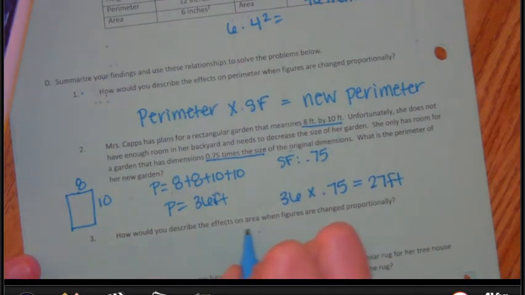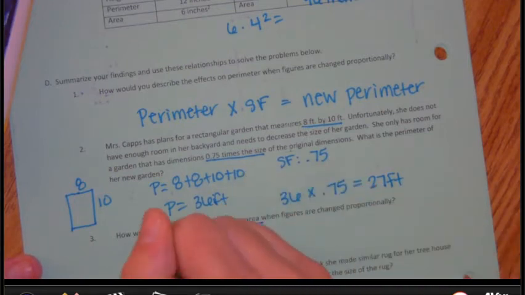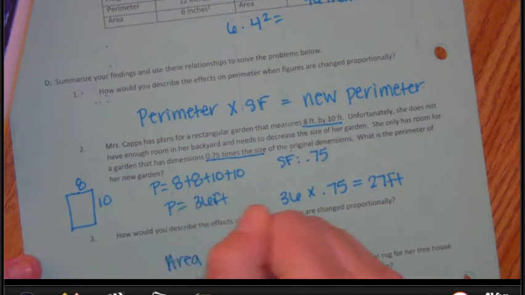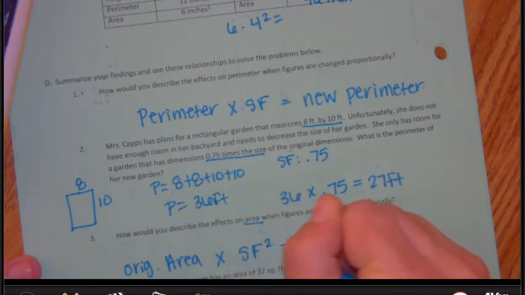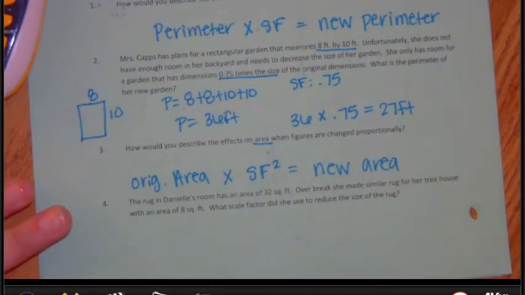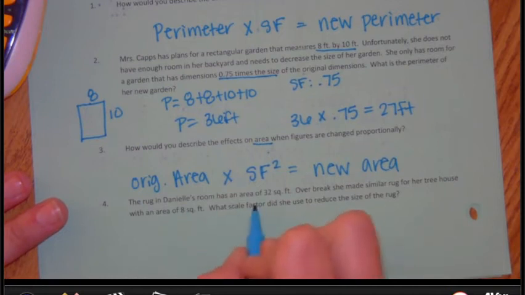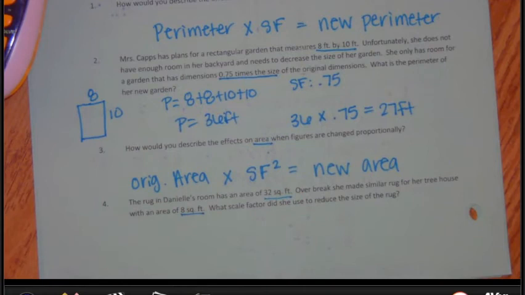Okay, so how would you describe the effects on the area when the figures are changed proportionally? So on the area, we are told to take our original area, multiply it by my scale factor squared to get to my new area. Okay. So the rug in Danielle's room is 32 square feet. Over break, she made a similar rug for her treehouse that is 8 square feet. What scale factor did she use to reduce the size of her rug?